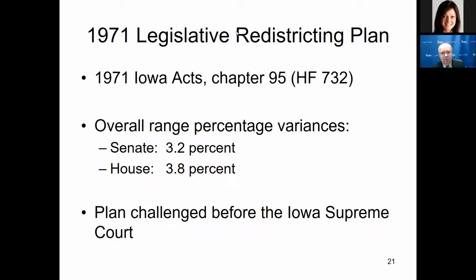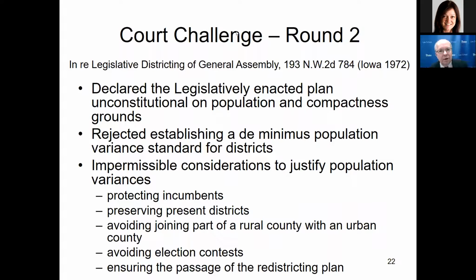And here, the overall percentage variances for that plan were for the Senate 3.2% and for the House 3.8%. The plan was challenged before the Iowa Supreme Court, filed by 3 different applications, one of which was from the League of Women Voters. And the Iowa Supreme Court declared that the legislatively enacted plan was unconstitutional for both population and compactness grounds. They rejected establishing a de minimis population variance standard for districts; there isn't any particular percentage that the court found was sufficient to justify variations.